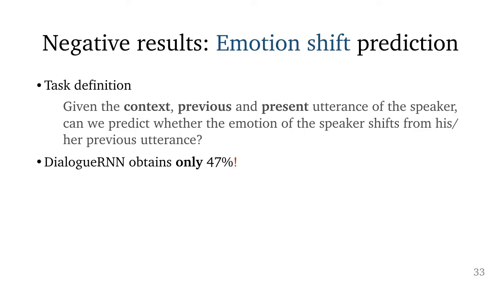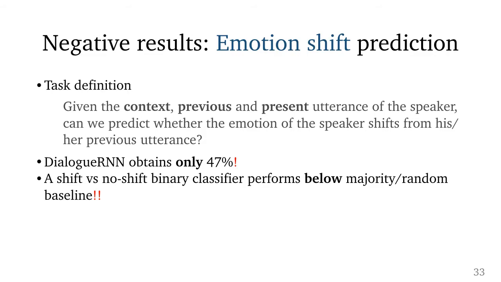Now, we applied DialogueRNN on it. It performed very poorly, only 47%. Next, we designed a simple binary classifier which classifies shift versus no shift. Given all this input, the classifier decides whether there will be a shift or no shift in emotion. We found that it performs below the random baseline. If you perform randomly, the classifier actually performs below that.